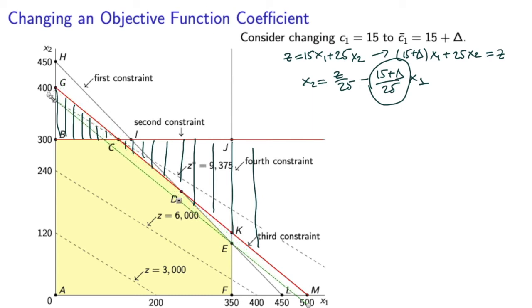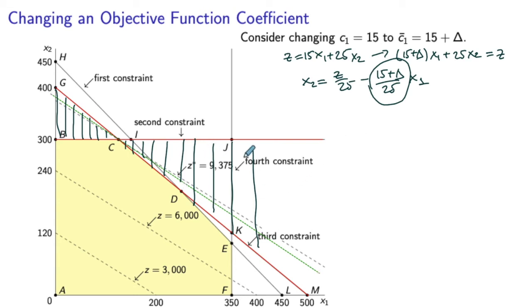On the other hand, if the change is not so dramatic, then we can see that the point C will still remain optimal. So again, as long as we stay within this cone defined by the red lines, the point C will remain optimal. So next we are going to compute the range of values for delta such that the point C is still going to remain optimal.